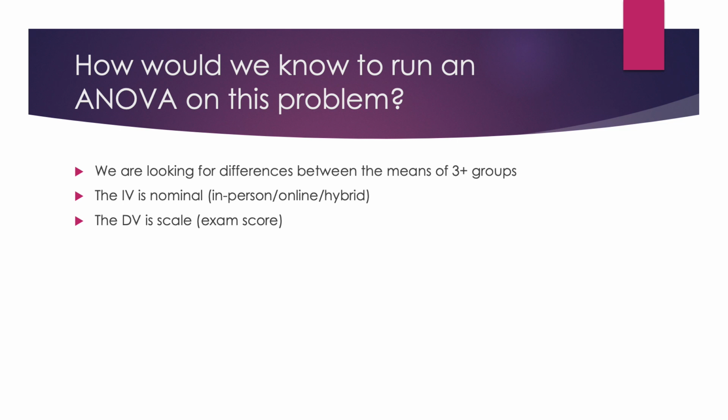How would we know to run an ANOVA on this problem, on any problem? The biggest clue would be that we're looking for differences in the means of 3 or more groups. Again, we also have to have a problem where the independent variable is nominal, or it could be ordinal, but in this case the independent variable is nominal, and the DV is scale, it's exam scores.